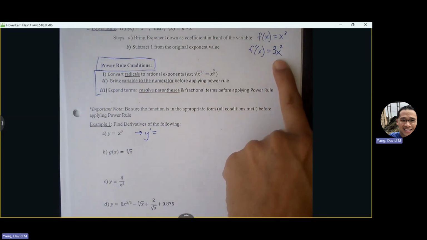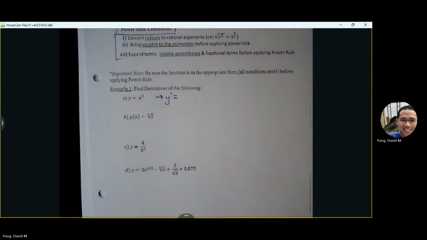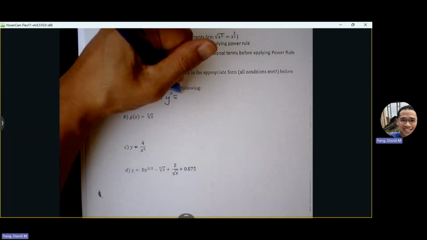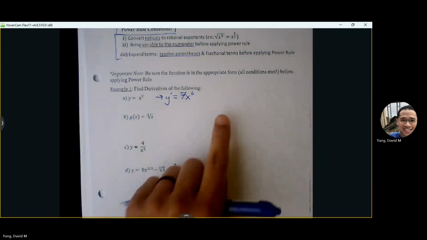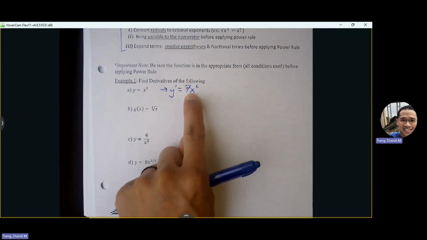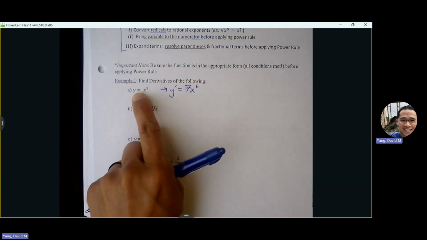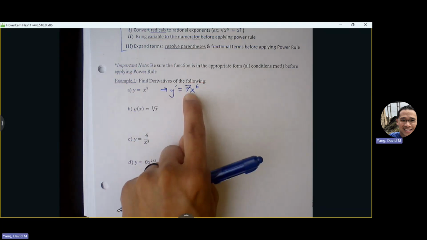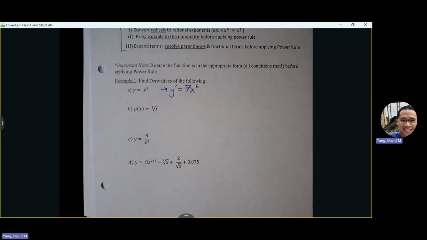Same process as this. What do we do? Yeah, bring the 7 down and then subtract 1 from the exponent. So again, a derivative is just describing how the slope of the original curve is changing at every point. If I plug in a value in for x, I'll get a number, and that number will describe the steepness of the original graph's curve.